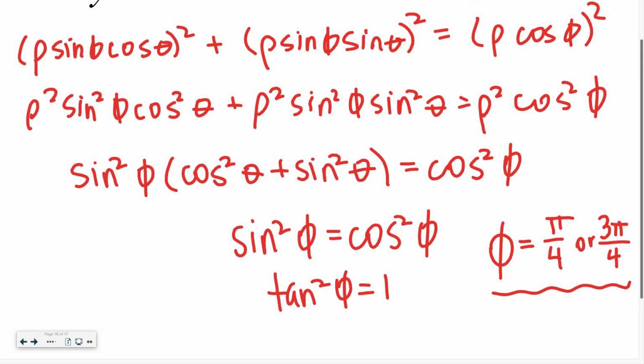Wait. How does 3 pi over 4 equal 1? That's because it's tangent squared. Because it's positive or negative. Because when you square the tangent, it always comes out positive. And 5 pi over 4 is going to give you the same line as pi over 4, so we don't need to worry about that. Why are we happy to have a double cone?